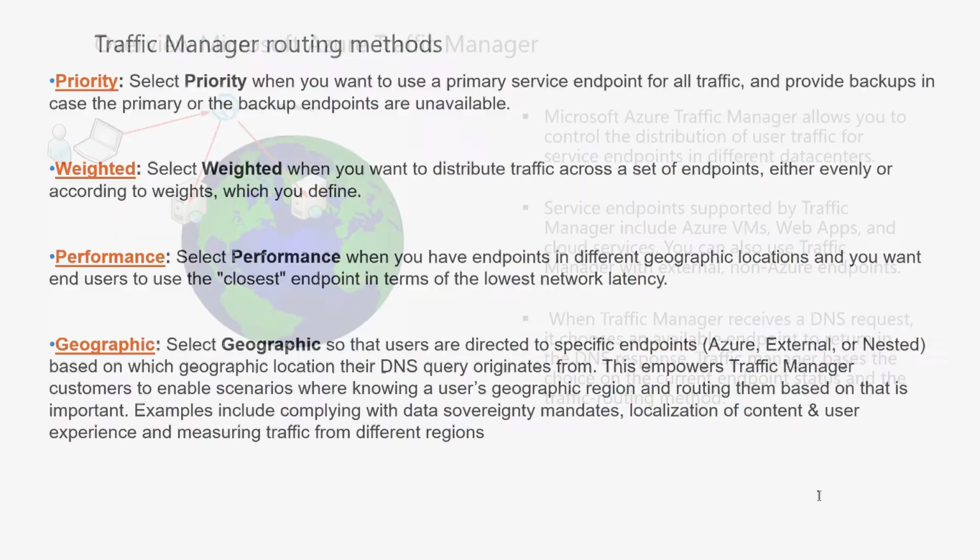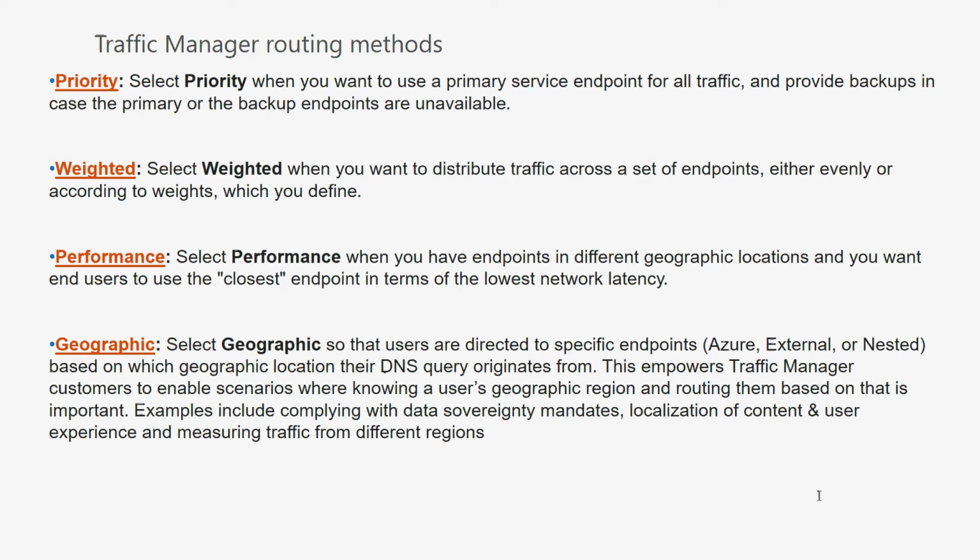So let's move on to the routing methods. There are four routing methods. Priority is more or less a backup endpoint, so it's a failover solution. Maybe when your current server is down, it will automatically switch over to the other. Weighted, we can prioritize which endpoint the requests are catered to.